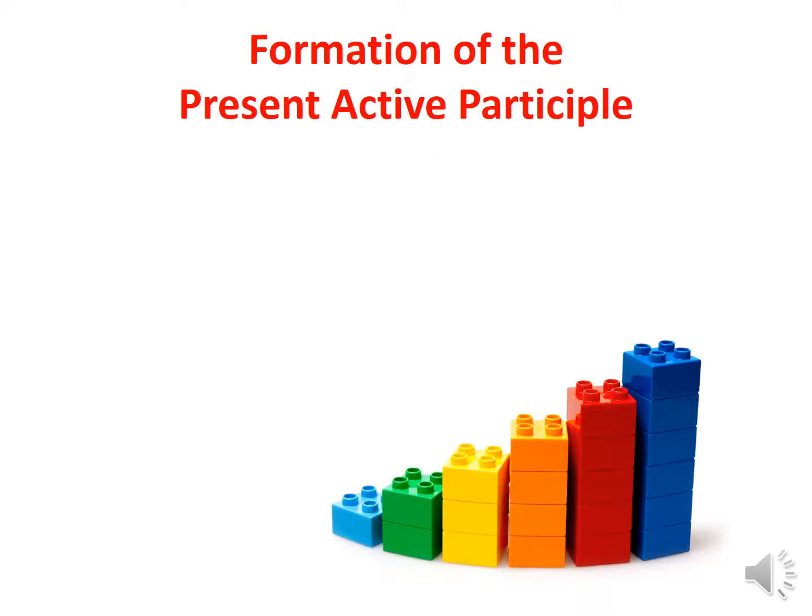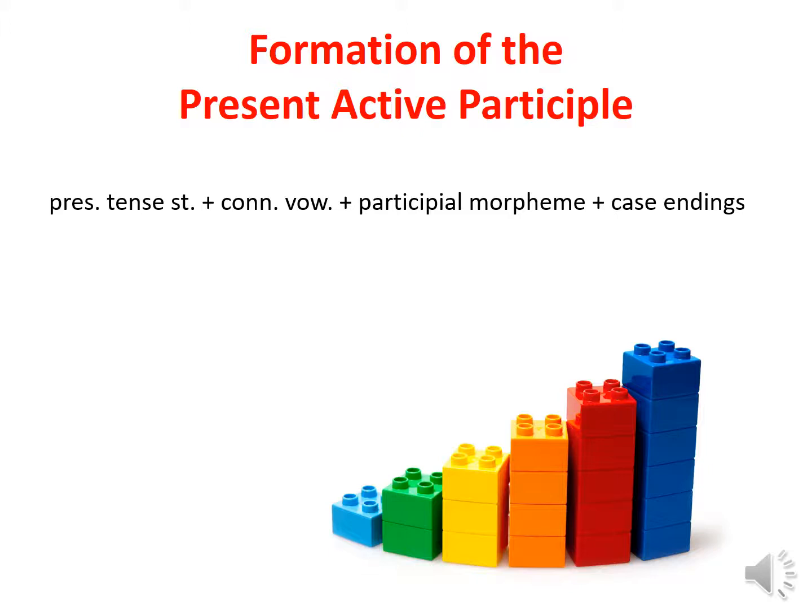Okay, so when we form the participle, we're going to start with the present active. We're just putting building blocks together: a stem, connecting vowel, participial morpheme, and case endings. 4 things. Okay, so the ντ with the ουσ, the 3-1-3, this is what we use when we're forming the present active participle. Of our different participial morphemes, the present active will use either ντ or ουσ, and I'll show you how you know which.